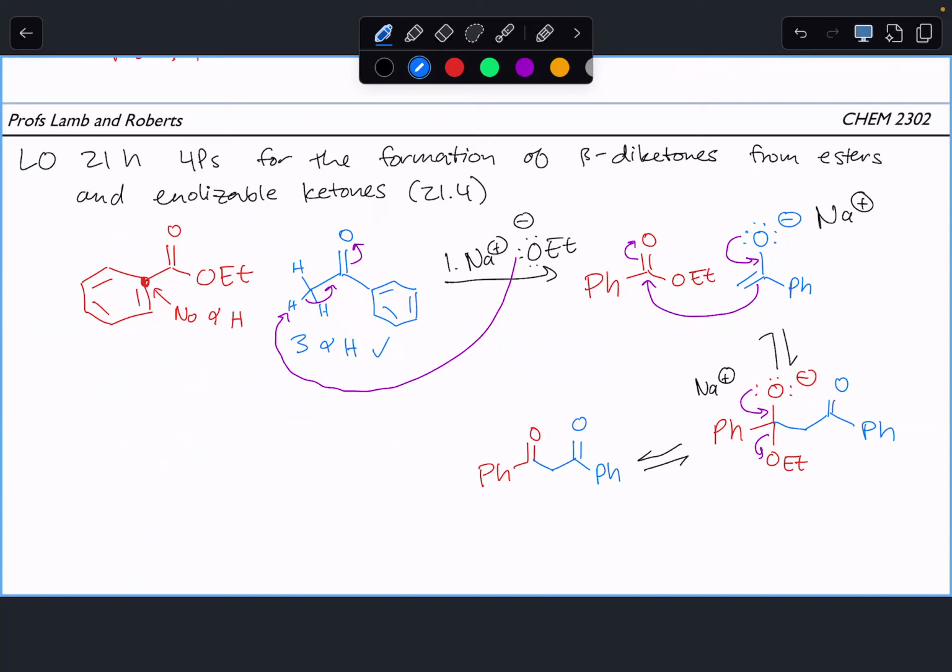Once again, we still have alpha protons here, and they are more acidic than what we started with. So once again, our driving force is going to be the deprotonation of that at the end of the reaction. So we still have our base that we regenerated. That's going to grab one of these protons.